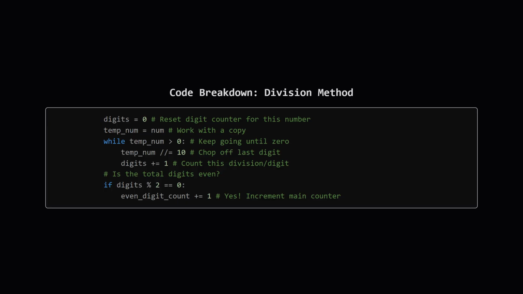temp_num /= 10 is the key. It divides the number by 10 and throws away the remainder. So 123 becomes 12, then 1, then 0, and digits += 1 just counts how many times we successfully did that division. When the loop finally finishes because temp_num became 0, digits holds our answer. Then we do the familiar check. If digits % 2 equals 0, and if true, we bump up the overall even_digit_count.